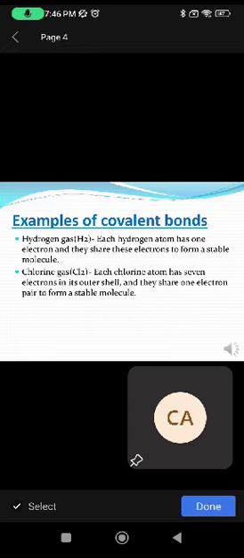We are going to look at the examples of covalent bond. Number one, we have hydrogen gas. In hydrogen gas, each hydrogen atom has one electron and they share these electrons to form a stable molecule. That's why it's an example of covalent bond.